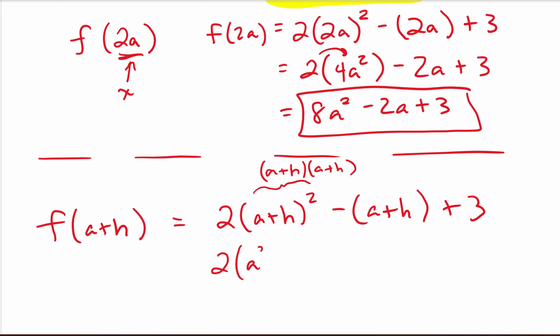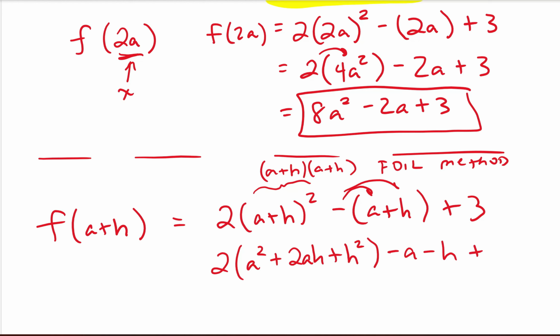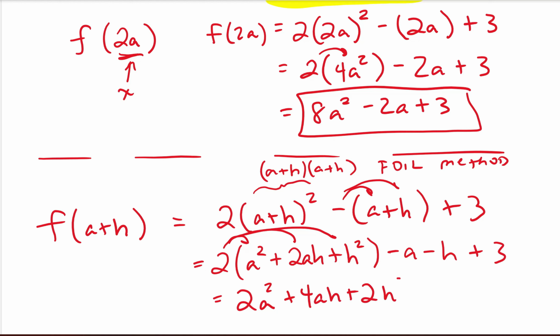So you should get a squared plus 2ah plus h squared once you do your first, outer, inner, last FOIL method. I'll distribute this now, minus a minus h plus 3, and now we'll distribute the 2 times everything inside of the parentheses and get 2a squared plus 4ah plus 2h squared minus a minus h plus 3.